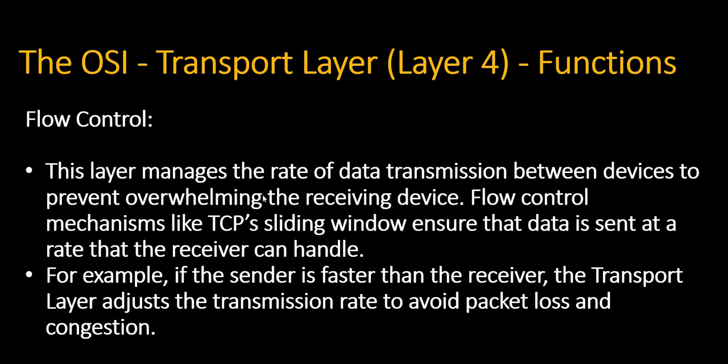Okay, flow control. This layer manages the rate of data transmission between devices to prevent overwhelming the receiving device. Flow control mechanisms like the TCP sliding window ensure that data is sent at a rate that the receiver can handle. It should not be that I'm just bombarding the information and the receiver cannot handle that bandwidth, cannot even understand. So for example, in badminton, if I'm too fast and I'm just hitting the ball again and again, and the receiver, the other person competing with me, maybe just a new guy, doesn't even understand how to hold the bat, so cannot take those fast balls, right?